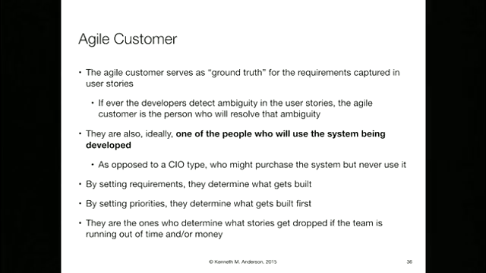So we got through this. They set the requirements, so they determine what gets built. They set the priorities, so they determine what gets built first. And they're the ones who determine what stories get dropped if the team is running out of time and or money. So usually you have fixed constraints on time and money. So when you've run out and something went wrong, the difference between the waterfall model and the agile model is that in the agile model, your customer's been there with every decision along the way.